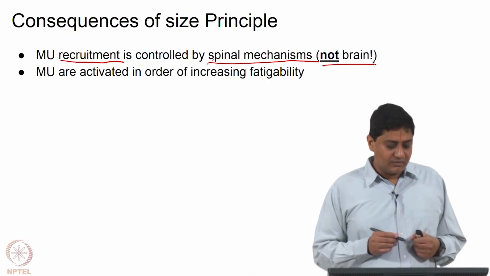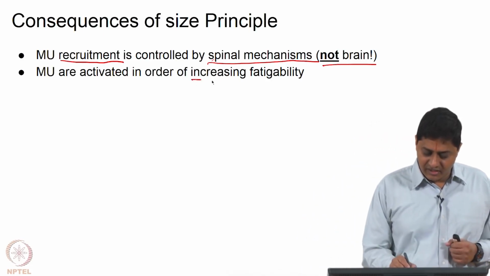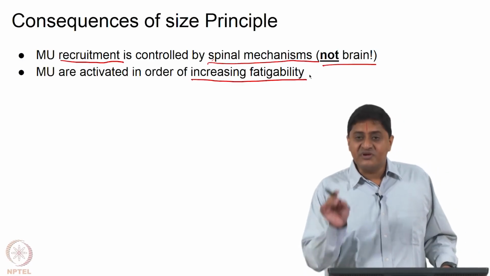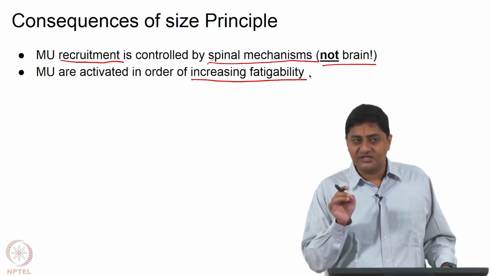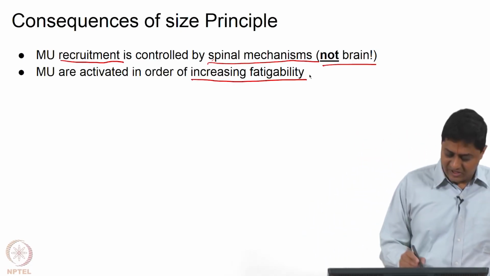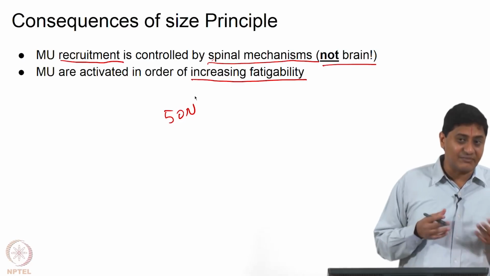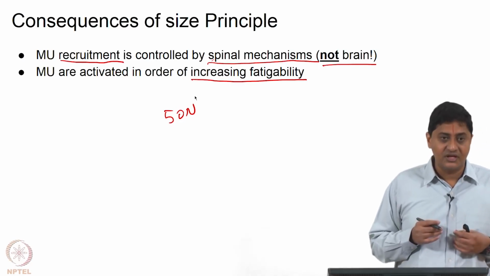And also, motor units are activated in the order of increasing fatigability. Why is this important? Suppose I want to produce a particular amount of force, say 50 Newton of force. For example, I need to produce 50 Newton of force.